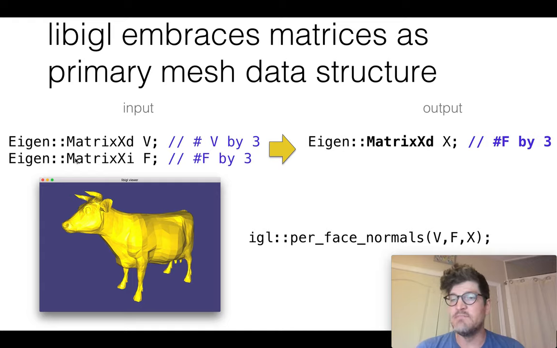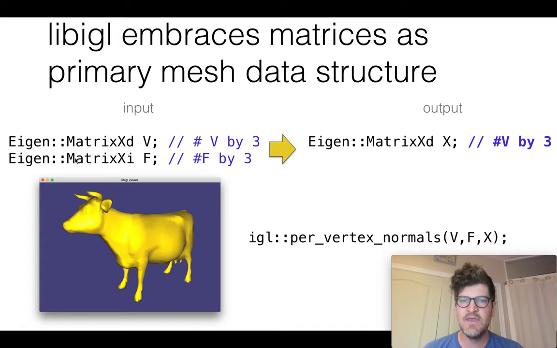The output might be a matrix. In this case, we're computing normal vectors per face. So we're calling igl per face normals on V and F, and we're outputting a matrix where each row is going to correspond to the normal vector of the corresponding face. So we have a number of faces by three matrix as output. And of course, we can also have as output something that's number of vertices by three. So a function in libigl that might do that is per vertex normals.